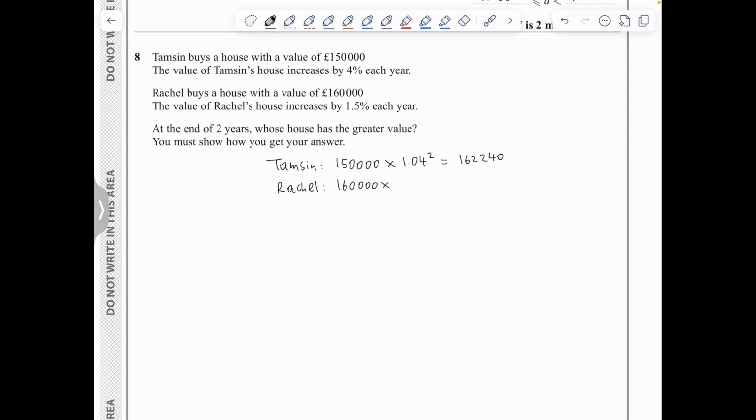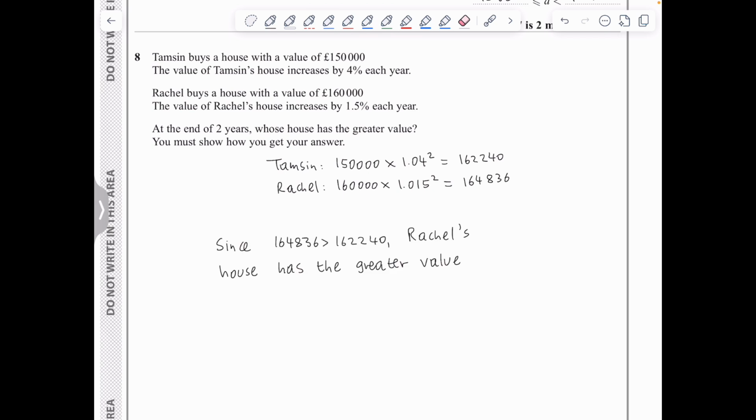Whereas Rachel started off with a value of 160,000. However, it only increases by 1.5%, which corresponds to a multiplying factor of 1.015. This is also for 2 years, so it's going to be 1.015 squared, which gives an answer of 164,836. We can see that for Rachel, the value is greater than Tamsin, and therefore we conclude that we've got Rachel's house having the greater value.